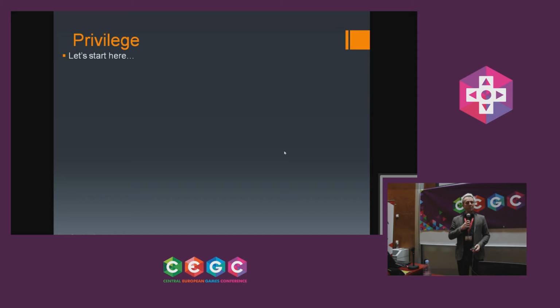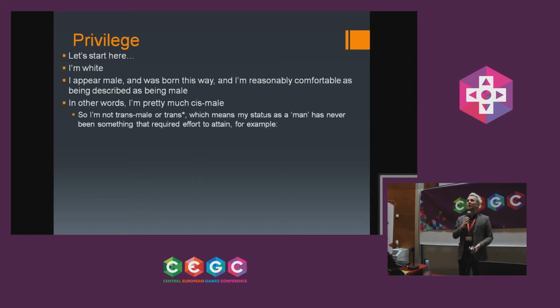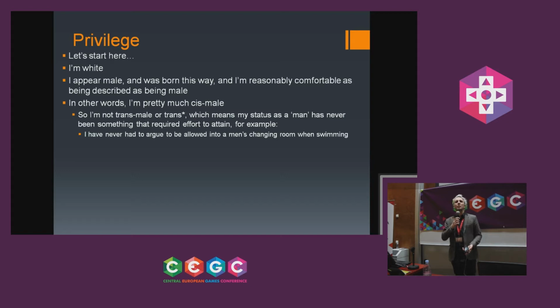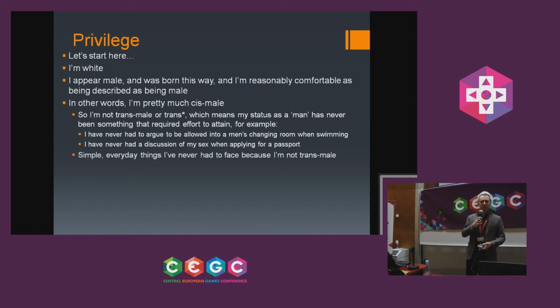So, really, about me, I'm white. You may have noticed that. It's pretty clear. I also appear male. I was born this way, and I'm reasonably comfortable with being described as male. This puts me down as cis male. Cis male just means that I'm not trans male or trans female, as we talk about, which means basically my status as a man has never been something I've had to fight for. I've never required any effort to attain that, so I've never had to argue to be allowed into a men's changing room when I've been going swimming. I've never had a discussion about applying for a passport and what sex should be written in there. These are little things that without those areas you just don't become aware of. Simple everyday things I've never had to face because I'm not trans male. So that's a little privilege I got right there.